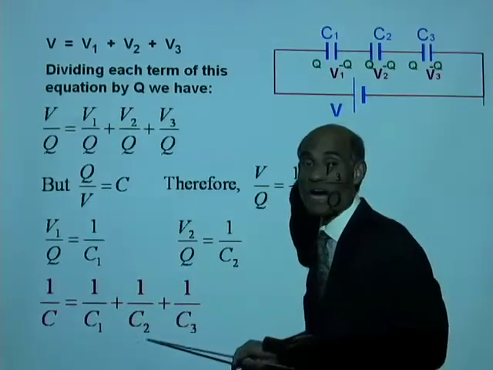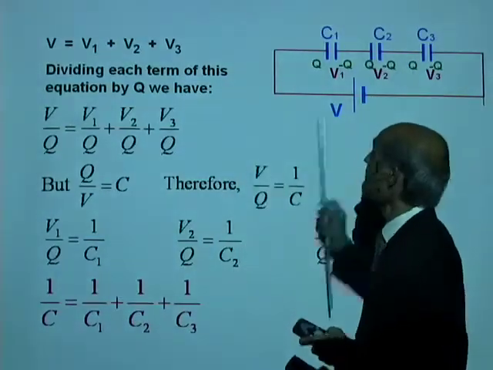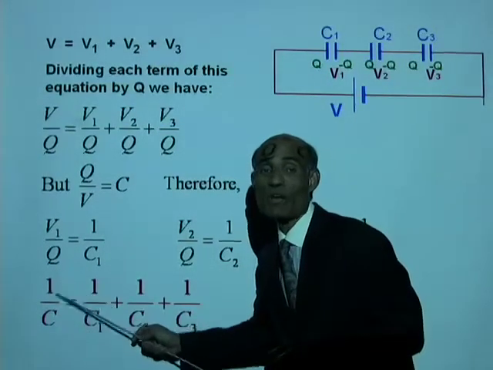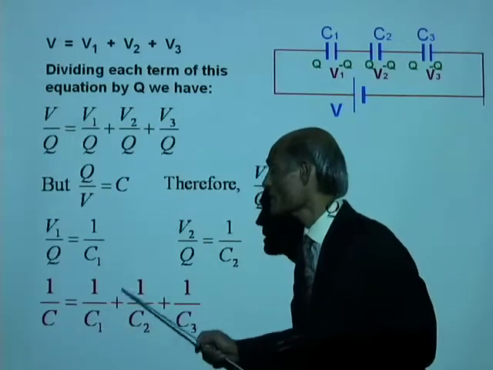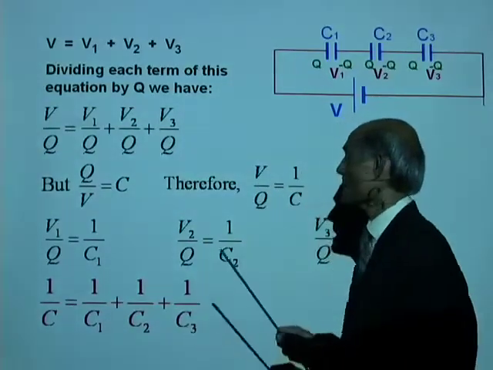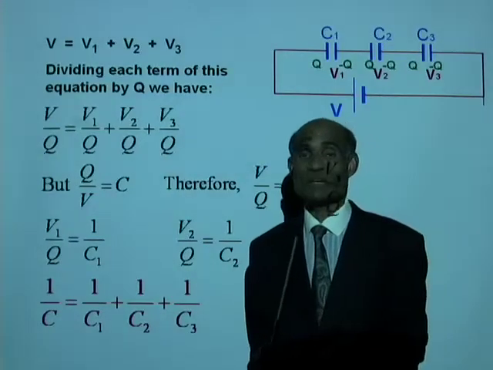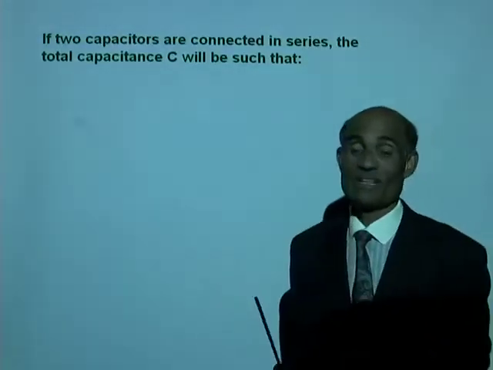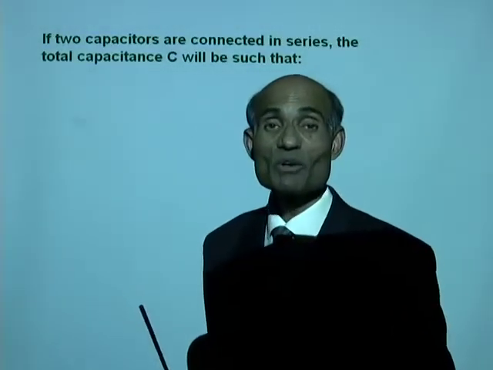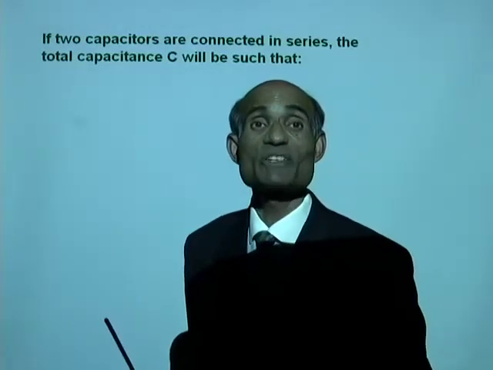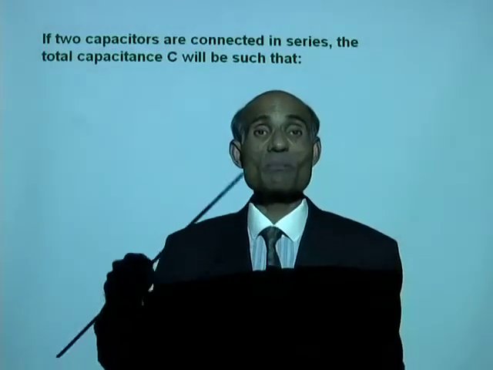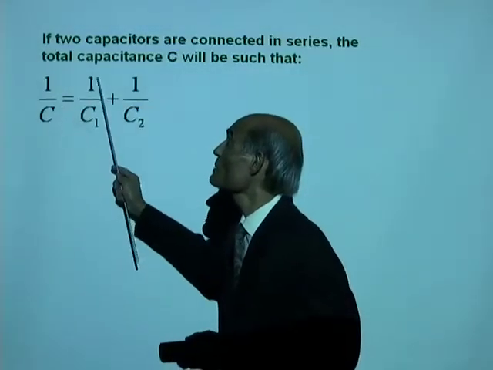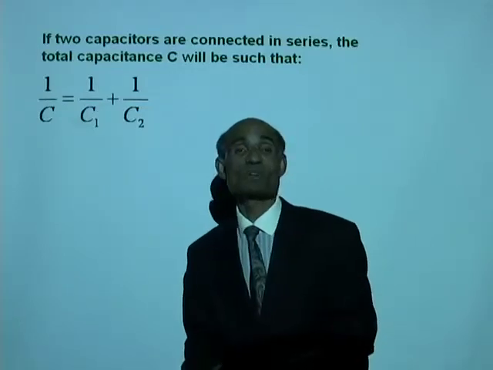C1, C2 and C3 are connected in series, the total capacitance C will be such that 1 over C equals 1 over C1 plus 1 over C2 plus 1 over C3. Alright, let's see what happens if two capacitors, instead of three, are connected in series. What will be the total capacitance of that combination? Well, 1 over C will be equal to 1 over C1 plus 1 over C2.